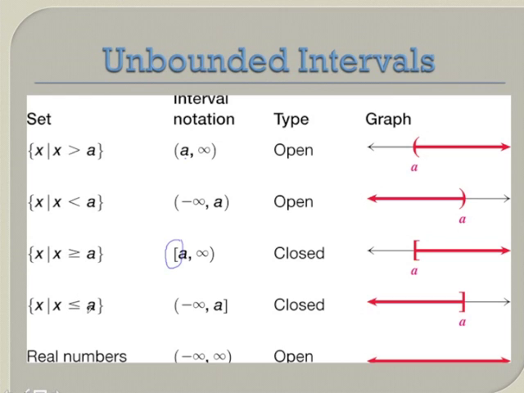If it's x such that x is less than or equal to a, then the bracket faces to the left and it goes to the left. This is closed, but notice the small part first, negative infinity to a, and then the bracket. If our answer was all real numbers, going from negative infinity to infinity, parentheses on both sides, this is open, and it is the entire number line.